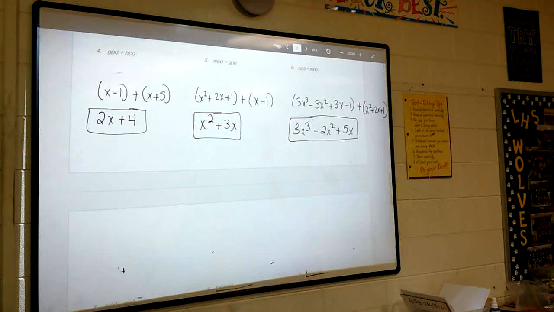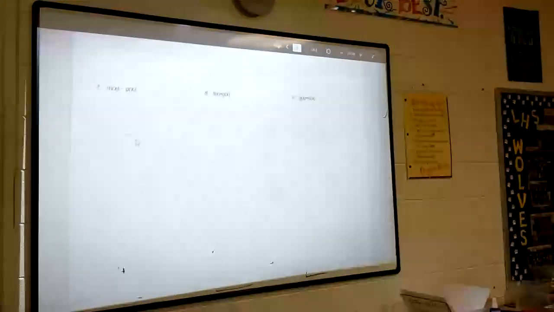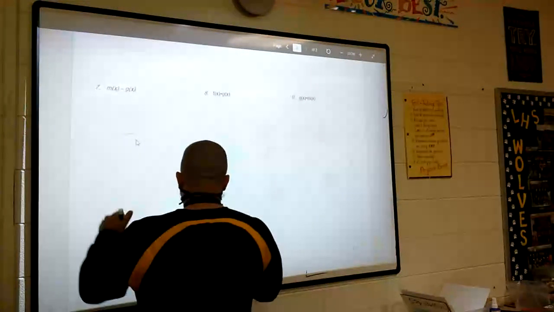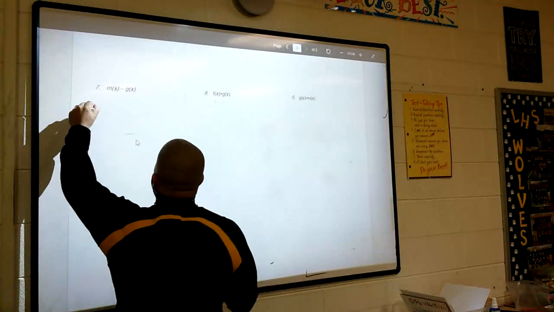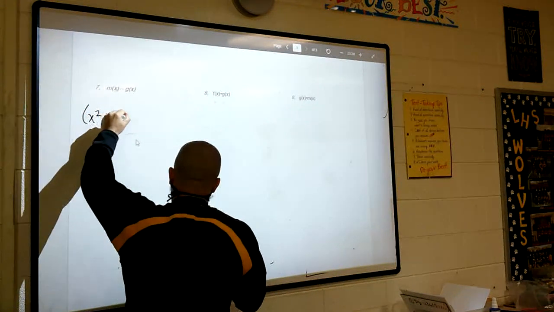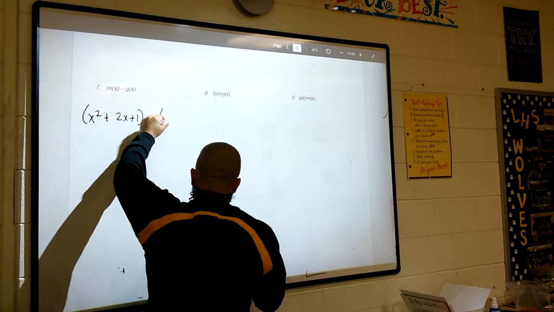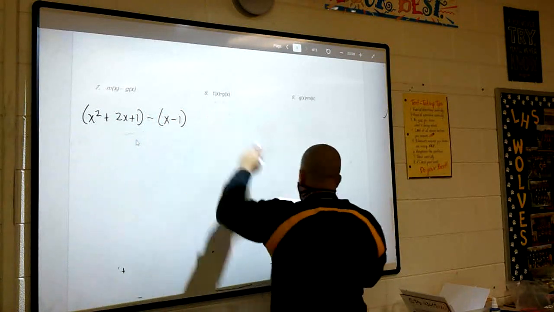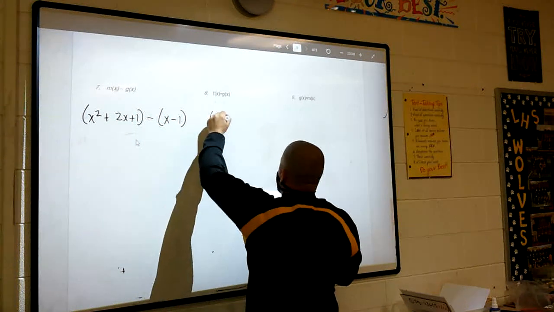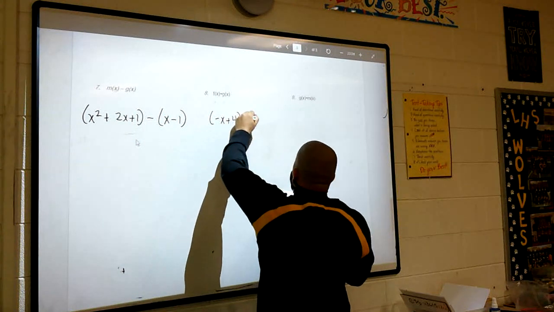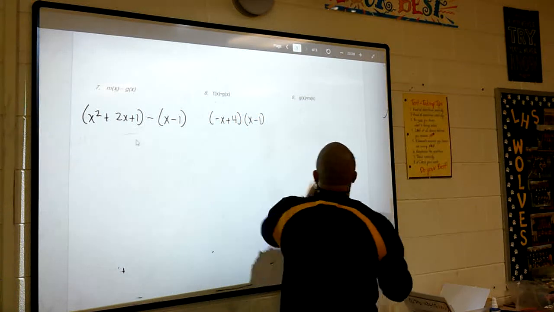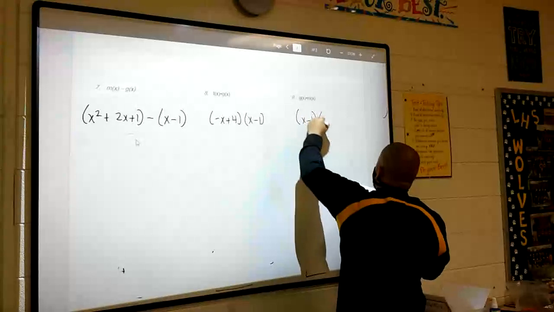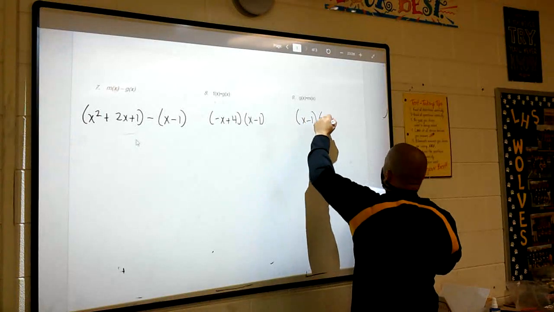And now we're going to move down to 7, 8, and 9. So in question number 7, you are subtracting m of x minus g of x. So we're going to say x squared plus 2x plus 1 minus g of x, which is x minus 1. Here we're going to multiply f of x times g of x. It's negative x plus 4 times x minus 1. And then here we're going to multiply g of x times m of x. So x minus 1 times x squared plus 2x plus 1.